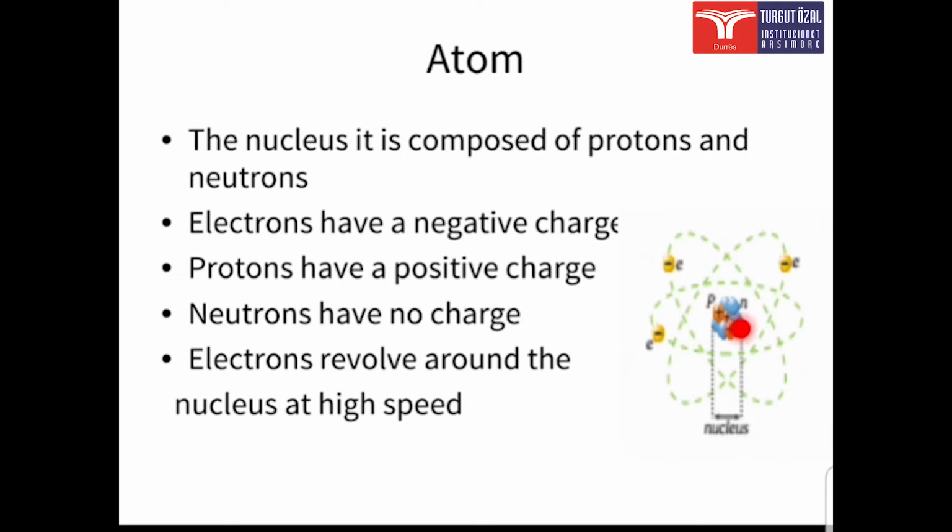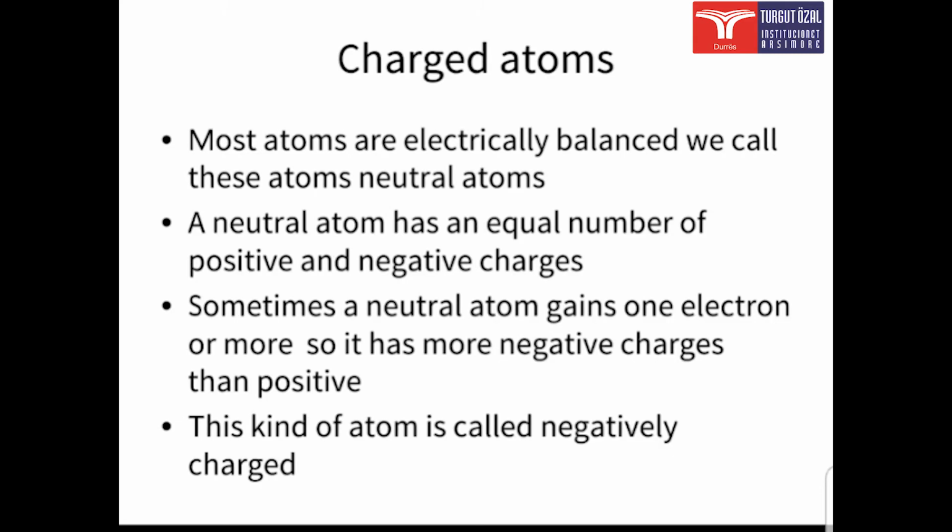As you can see in this figure here, we have the center of the atom in which we have protons and neutrons, and around the nucleus revolve the electrons in orbits, and they revolve at high speeds. Most atoms are electrically balanced, and we call these atoms neutral atoms. A neutral atom has an equal number of positive and negative charges.